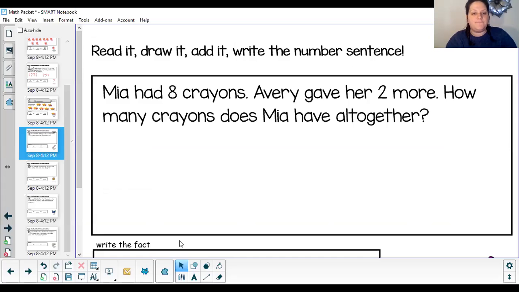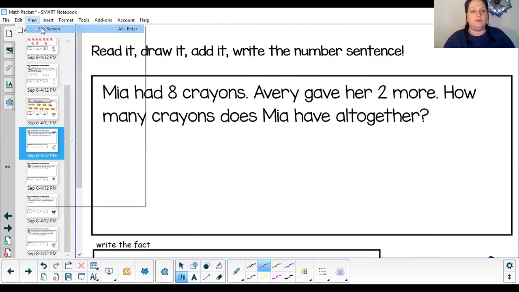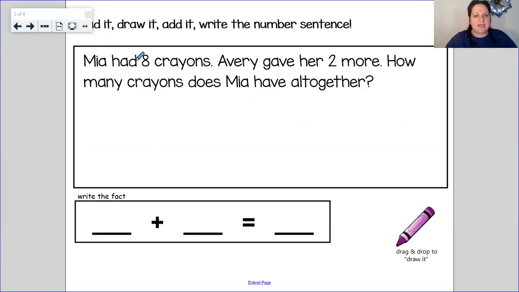All right, so first we're going to read the problem and underline the important numbers or important words that tell us what to do. So this says, Mia had 8 crayons. Remember, when we see numbers, we're going to circle them because those are important when you're answering a number problem in a word problem. So Mia had 8 crayons. Avery gave her 2 more. So when we see that word more, that means that we're adding. How many crayons does Mia have all together? All together is another word that tells us that we're going to add.